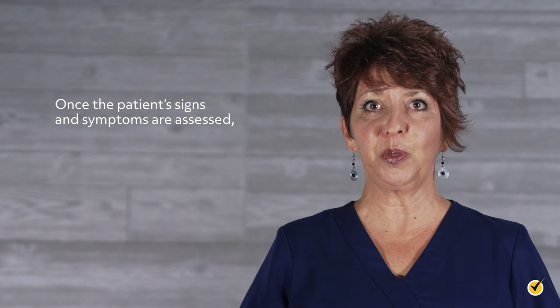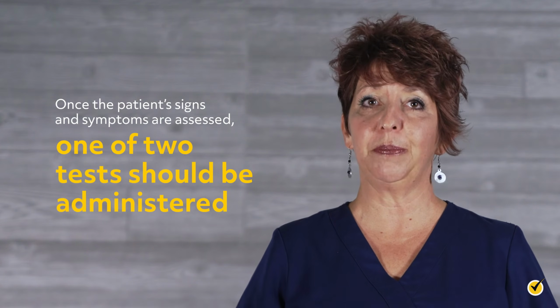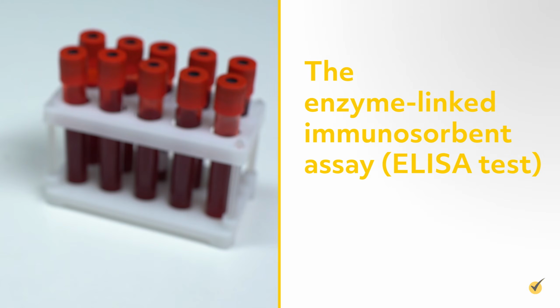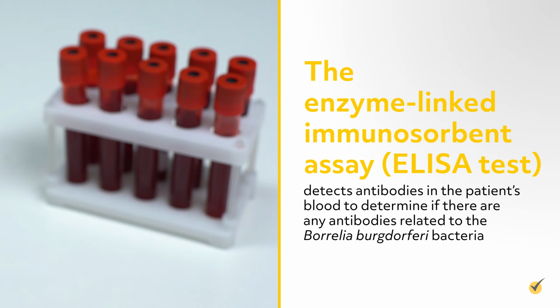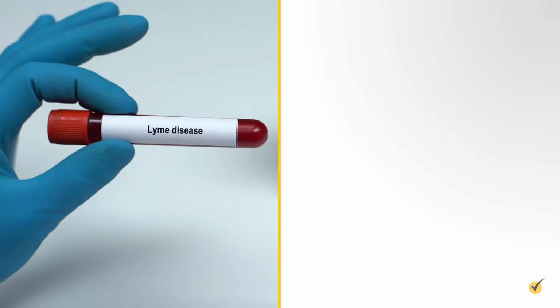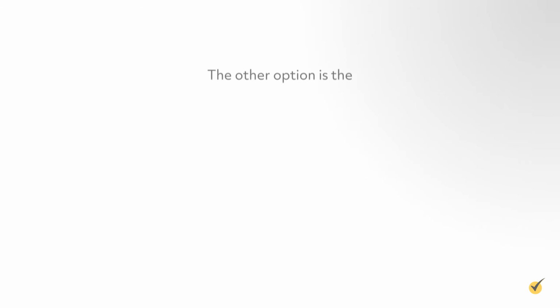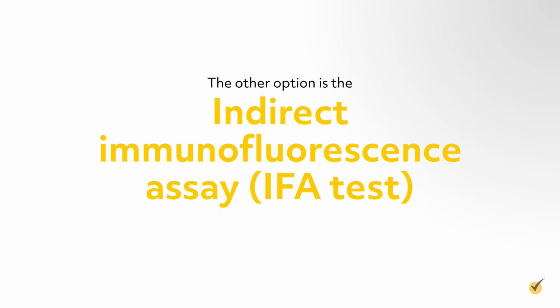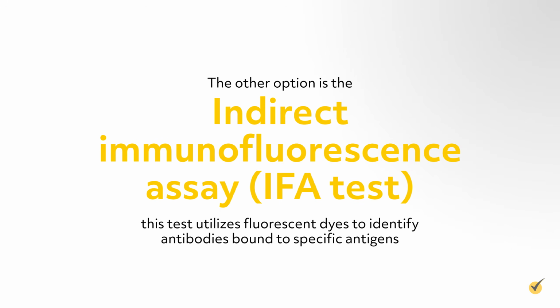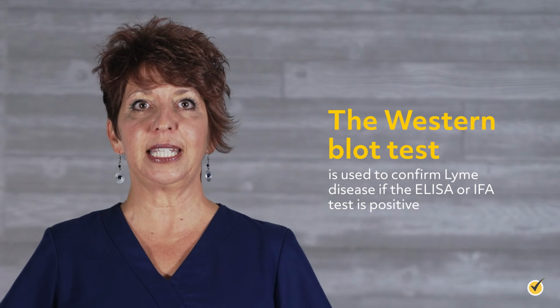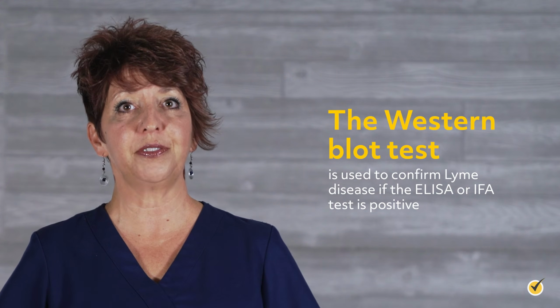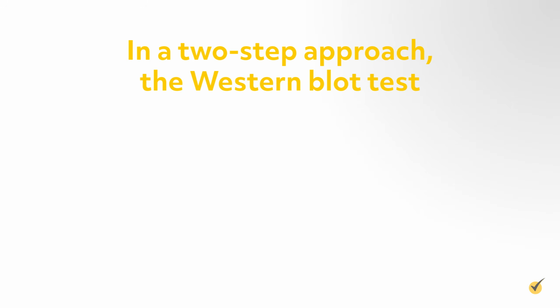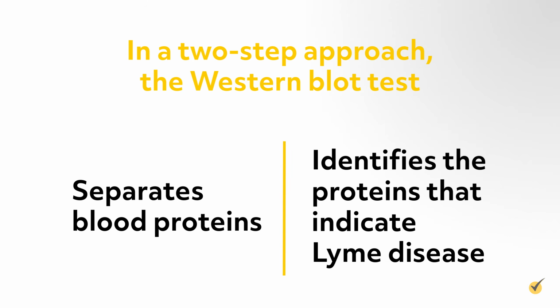Once the patient's signs and symptoms are assessed, one of 2 tests should be administered. The enzyme-linked immunosorbent assay, ELISA test, detects antibodies in the patient's blood to determine if there are any antibodies related to the Borrelia burgdorferi bacteria. This is a simple blood test. The other option is the indirect immunofluorescence assay, IFA test. This test utilizes fluorescent dyes to identify antibodies bound to specific antigens. The Western blot test is used to confirm Lyme disease if the ELISA or IFA test is positive. In a 2-step approach, the Western blot test separates blood proteins and identifies the proteins that indicate Lyme disease.